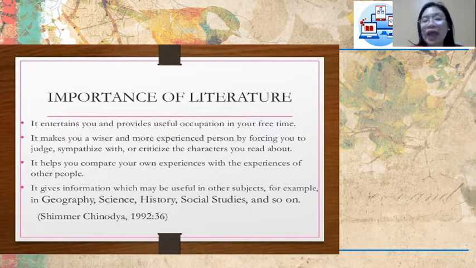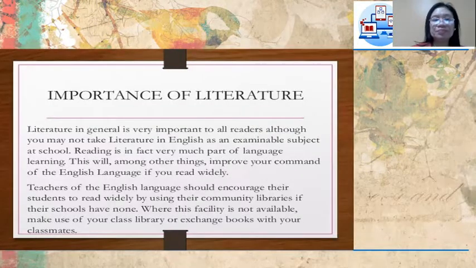It makes us wiser and more experienced persons by forcing us to judge, sympathize with, or criticize the characters you are reading, perhaps in the novels, short stories, poems, fables, etc. It helps you compare your own experiences with the experiences of other people, and it gives information which may be useful in other subjects, for example, in geography, science, history, social studies, and so on.